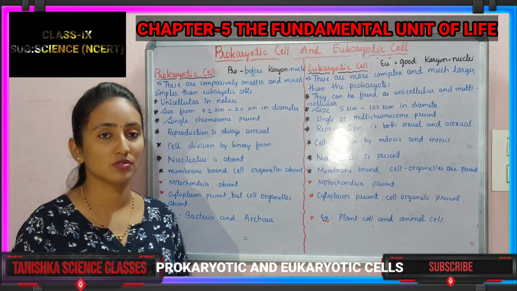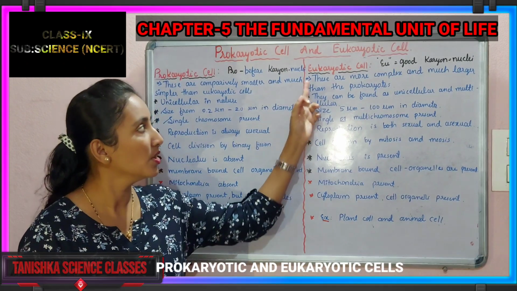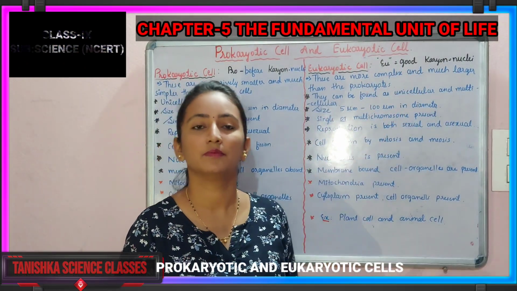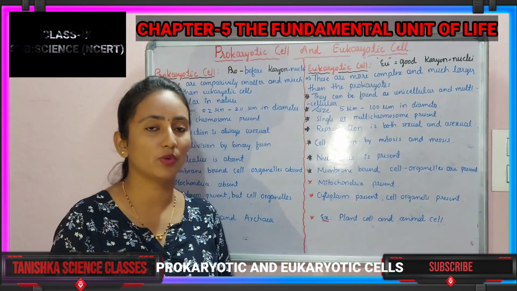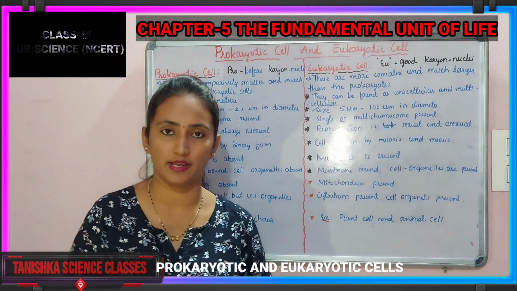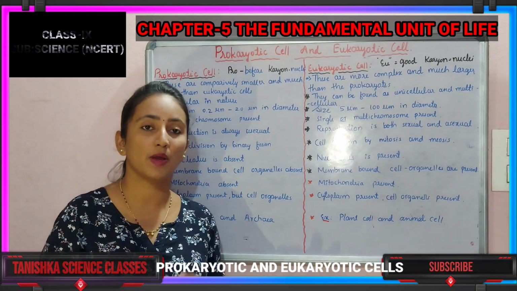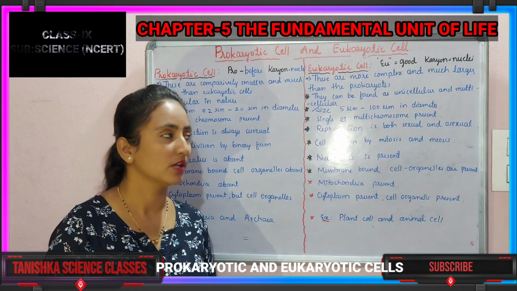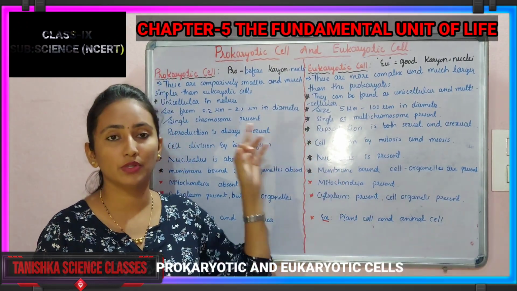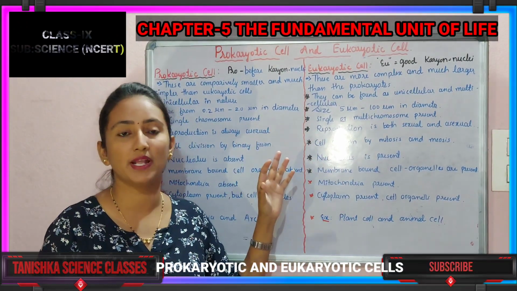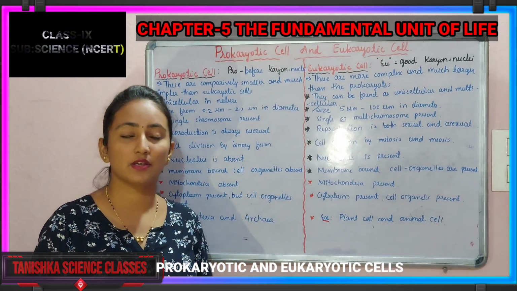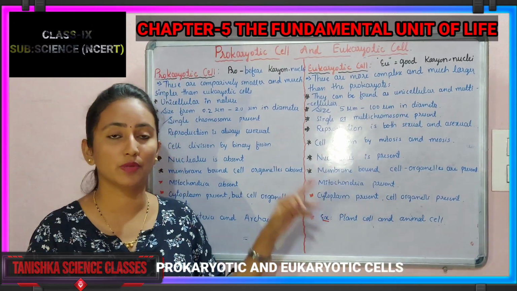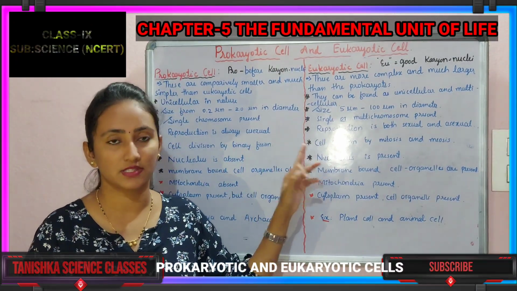Eukaryote is also a Greek word containing two words, eu and karyon. Eu means good, and karyon means nuclei. So combined, what can we say? A good nuclei. A well organized, well defined nucleus we can observe in the eukaryotes. Understanding? Compared to the prokaryotes, we can observe a complex structure, and also the size. If you compare, they are larger in size compared to the prokaryotes. They are big in size.